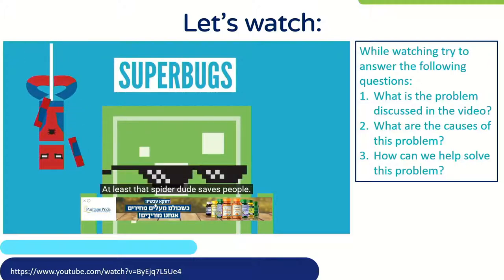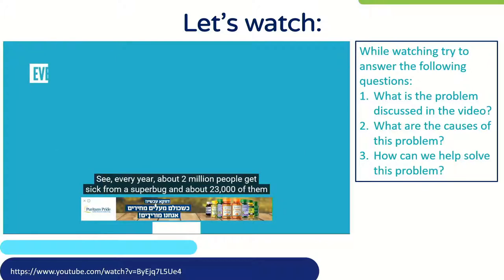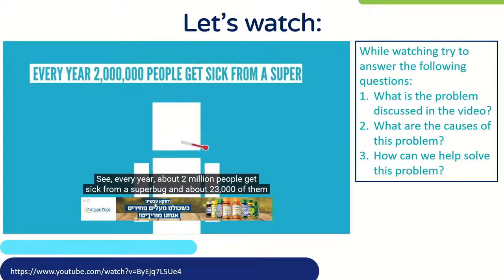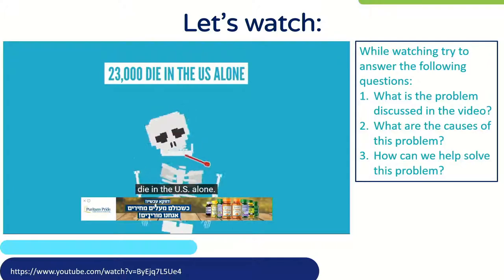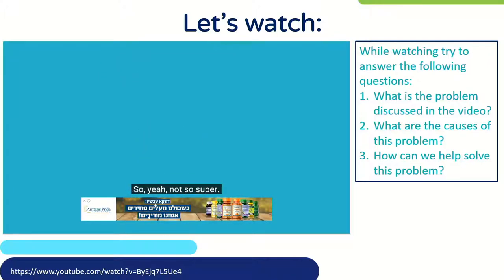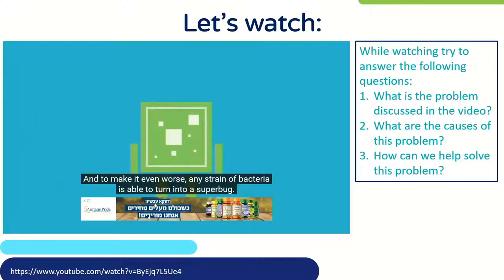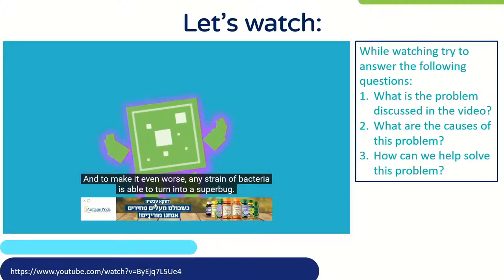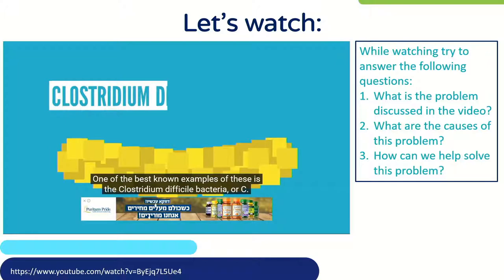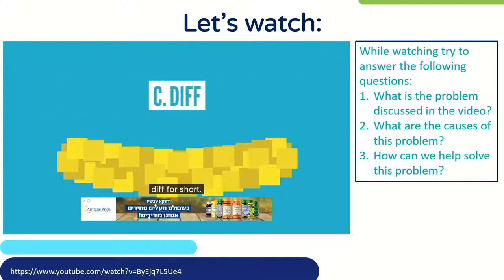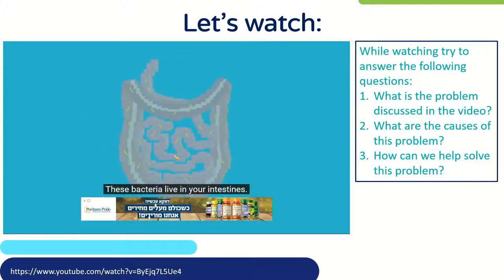At least that spider dude saves people. See, every year about 2 million people get sick from a superbug, and about 23,000 of them die in the US alone. So yeah, that's not so super. And to make it even worse, any strain of bacteria is able to turn into a superbug. One of the best known examples of these is the Clostridium difficile bacteria, or C. diff for short. These bacteria live in your intestines.